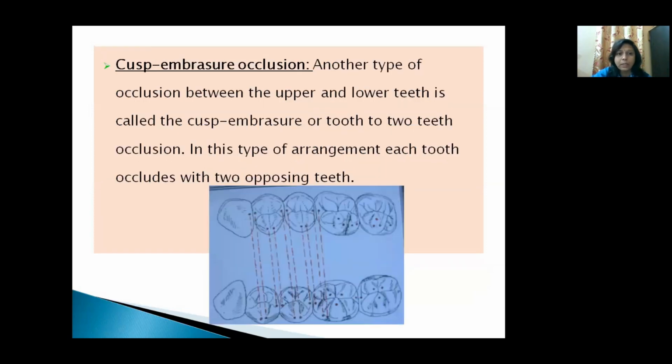Next one is the cusp embrasure occlusion, where the upper and lower teeth are called cusp embrasure or two teeth occlusion. Here each tooth occludes with two opposing teeth to its side. You can see this maxillary first premolar, its lingual cusp is in contact with both the premolars. So this is tooth to two teeth occlusion or cusp embrasure occlusion.